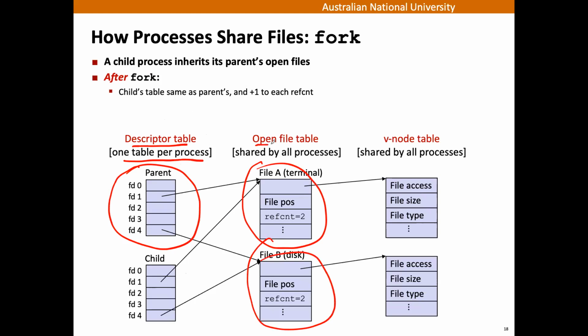And then there's an open file table that is shared by all processes. So here we have this file descriptor points to file A, this file descriptor points to file B, and the child initially shares the same file descriptors. Okay, so let's look at the question.